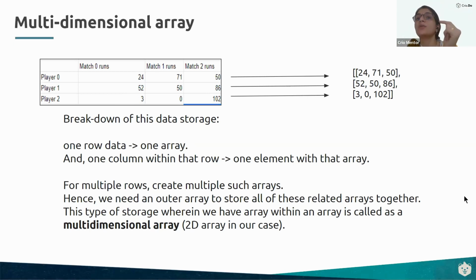Okay. Now, what we have is multiple rows, ma'am. So you will have multiple arrays, but all of these arrays belong to one data sheet. So we are going to store them together in one array. Now you also need to understand one thing. This is just one array, 24, 71, 50. What if I want to get player zero's match one run? I'm talking about this 71. How would I get that one particular element out of it? So I'll have to go to this array and then talk about this element.